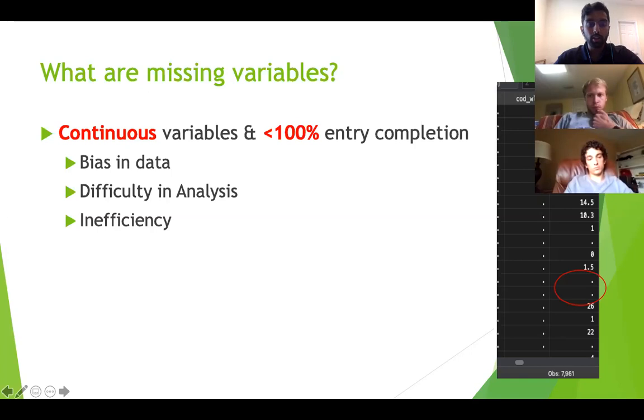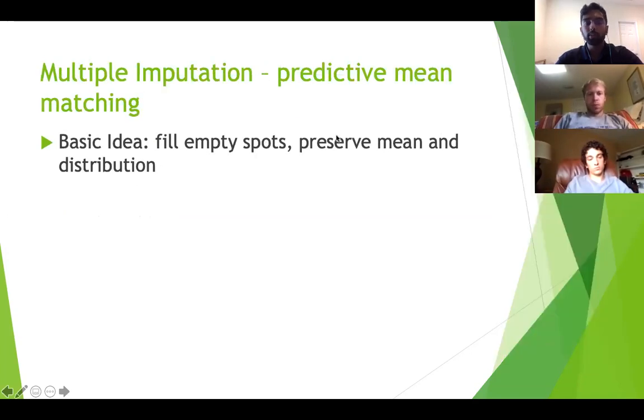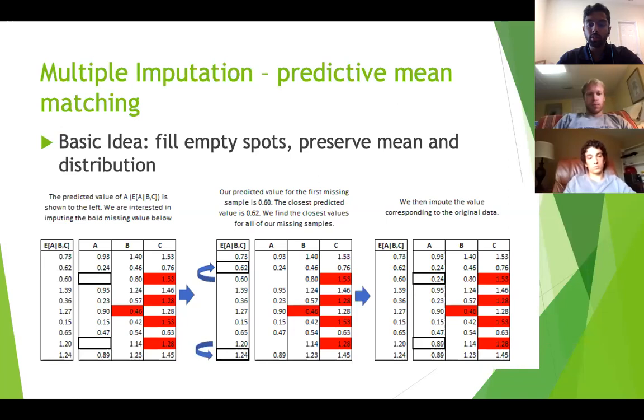So in order to tackle this problem, we use a method called multiple imputation. Today I'm going to be talking about a specific method called predictive mean matching. With this, the basic idea is to fill in the empty spots in the variable data set while preserving the mean and distribution of the data. So I'm going to give you a quick example of how this works. I don't fully understand the math behind all of it, but I think it's always good to have some sort of concept of what you're doing before you just run some code.